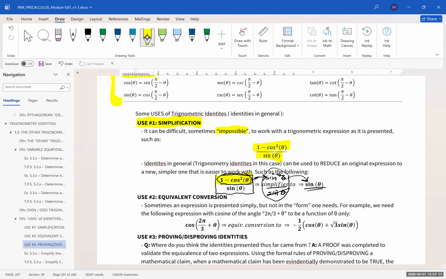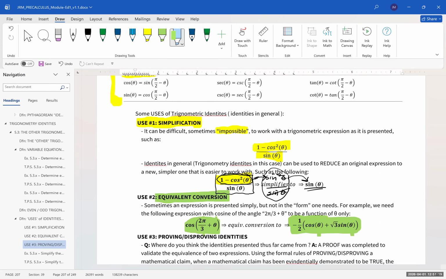Another use is with equivalent conversions. So we might have a trig expression like this one, which is the cosine of theta with another radian angle. Maybe this would be difficult to work with, but we can use a trig identity that tells us that whenever you have the cosine of two angles being added together, you can rewrite it in this form. So instead of having two angles present, now you just have one angle.